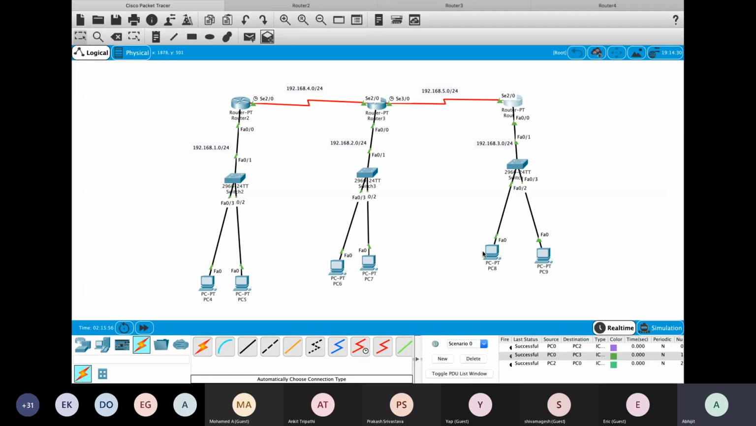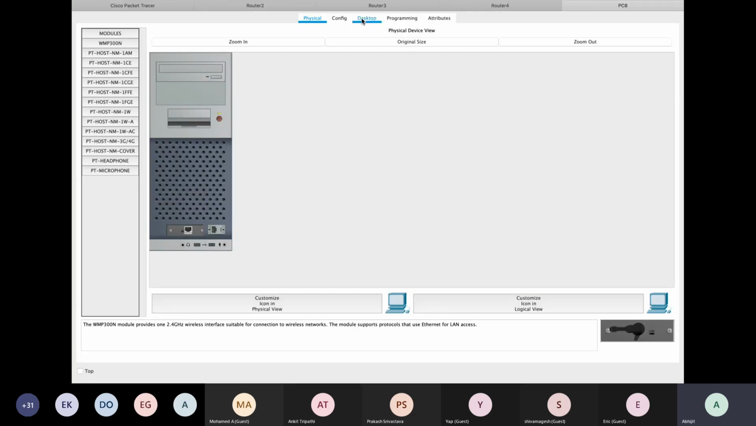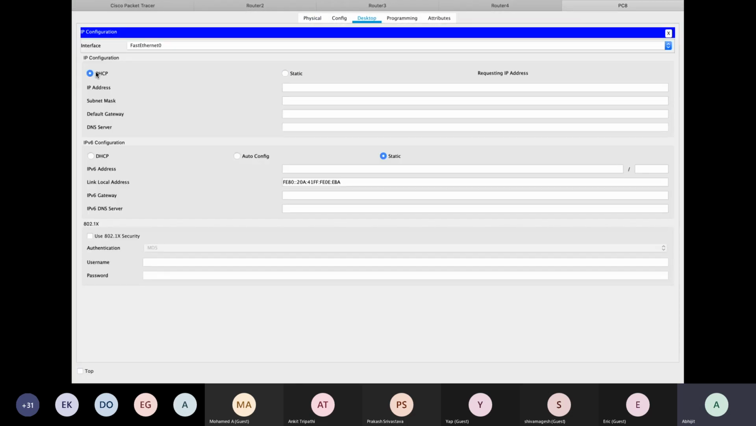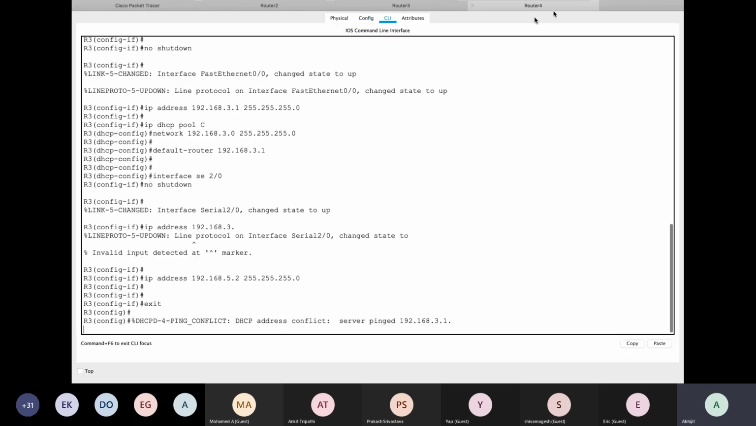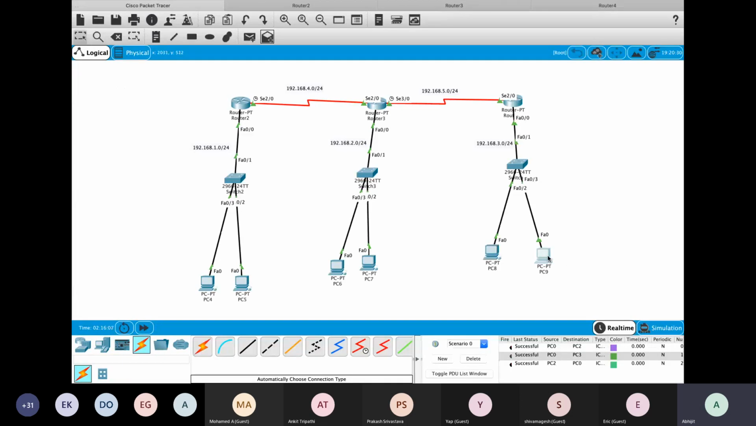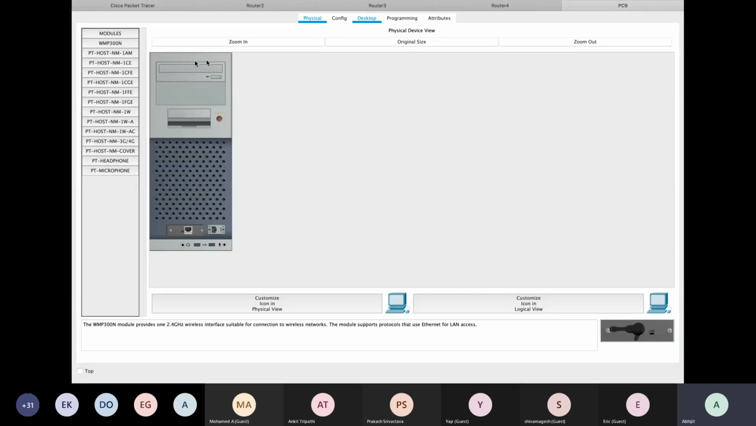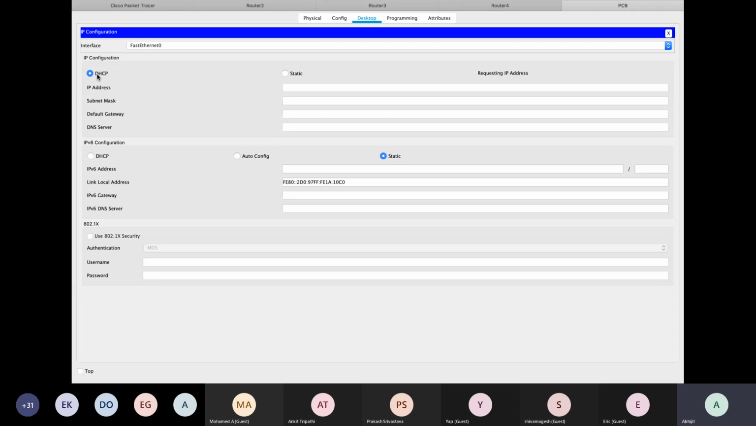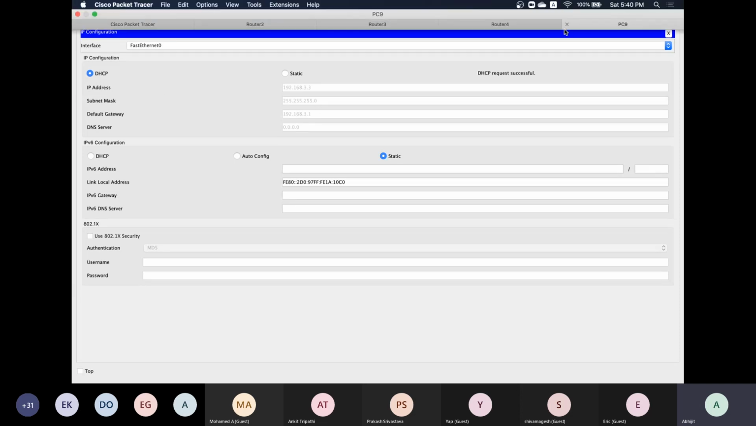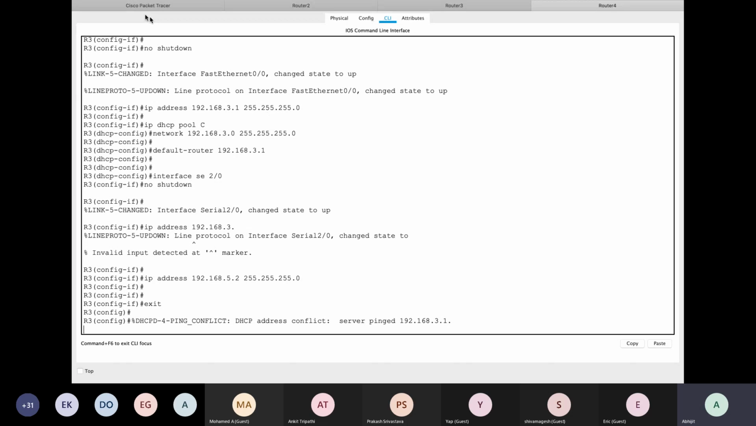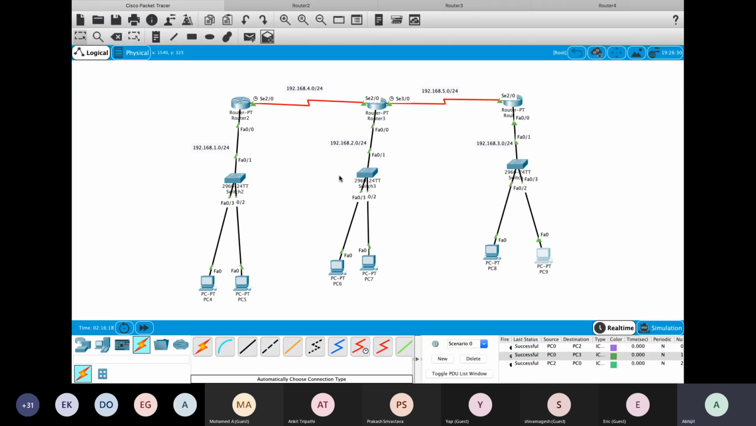Then we will go onto the PCs of the R3 and configure the IP addresses there. There you go, IP done. Then I'm gonna go on to the last desktop, IP config and DHCP. And there you go. Then I'm gonna close this down, go back to this, and yeah.